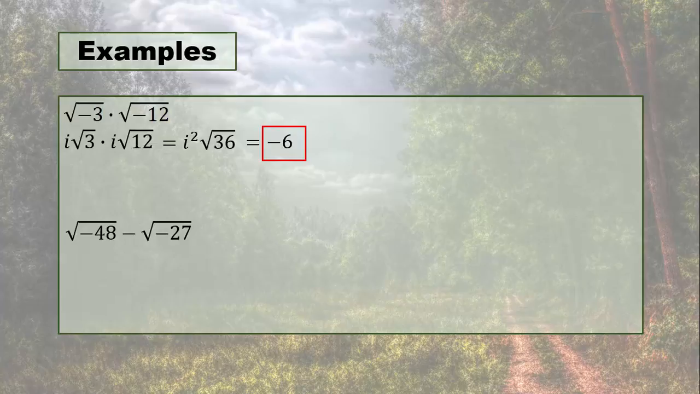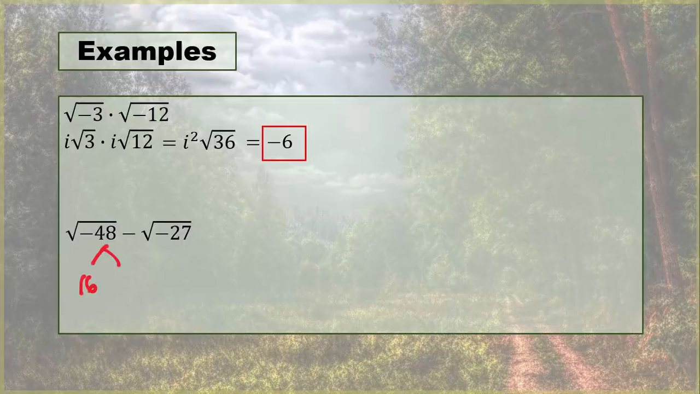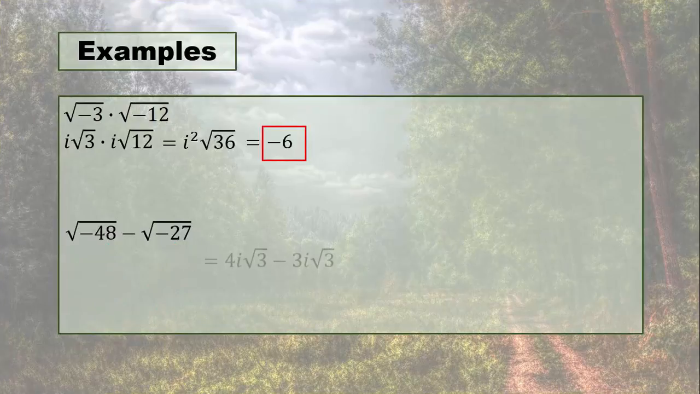48 is 16 times 3. And 27 is 9 times 3. The square root of 16 is 4. The square root of 9 is 3. So yeah, this does actually simplify. 4i square root of 3 minus 3i square root of 3.